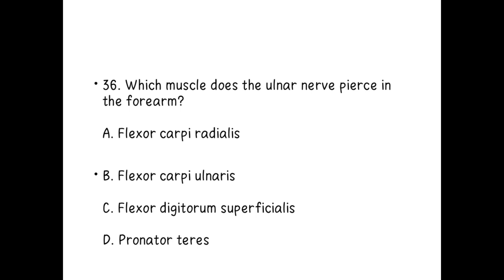Number 36. Which muscle does the ulnar nerve pierce in the forearm? A, flexor carpi radialis. B, flexor carpi ulnaris. C, flexor digitorum superficialis. D, pronator teres. So what's the right answer? The right answer to this question is B, flexor carpi ulnaris. That last term, ulnaris, relates to the ulna, so note that. While radialis relates to the radius bone, and carpi relates to the carpal bones, the 8 carpal bones of the wrist. So note all these small facts, they really help you in determining your answer.